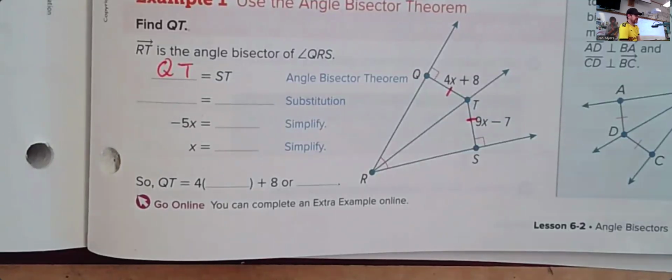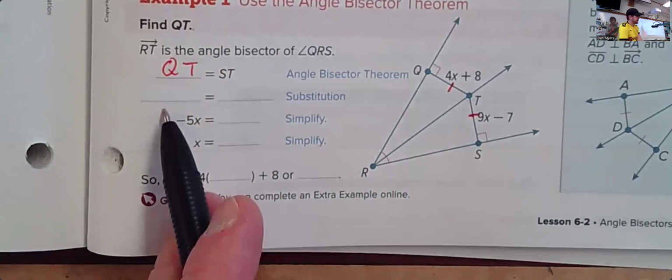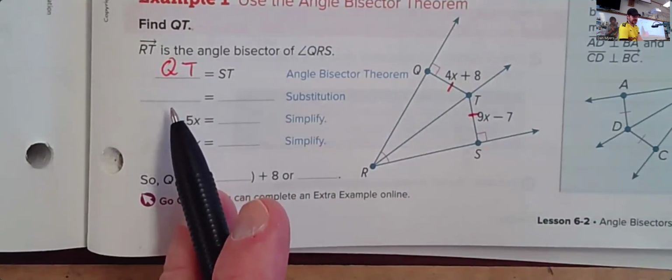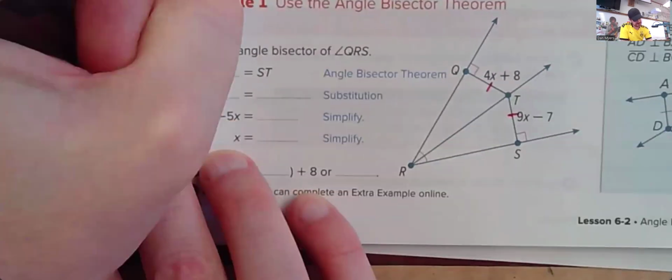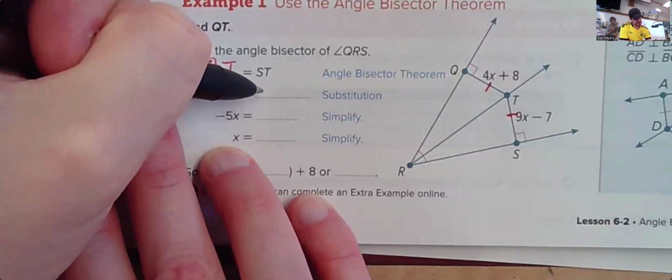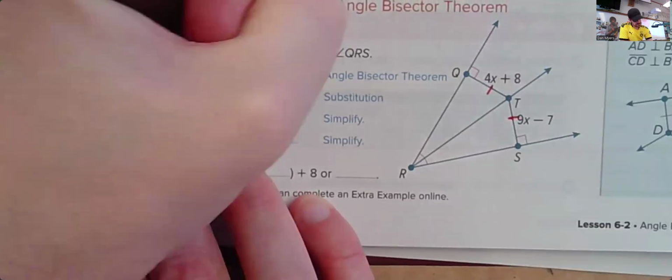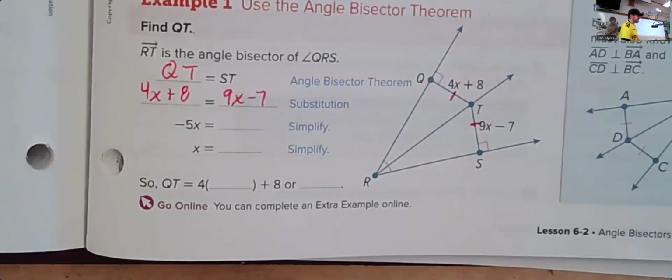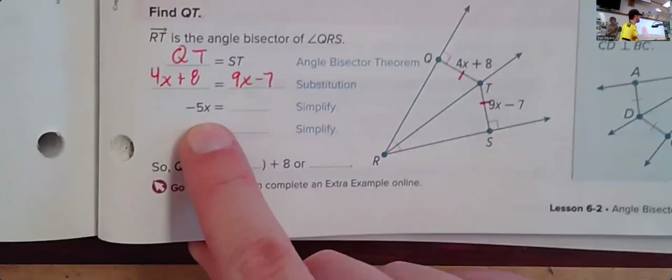And then we can substitute in for each of those expressions. What should we write here? What does it tell us that QT is equal to? 4x plus 8. Good. Substitute in for 4x plus 8. And then over here, equal to what? Yeah, 9x minus 7.